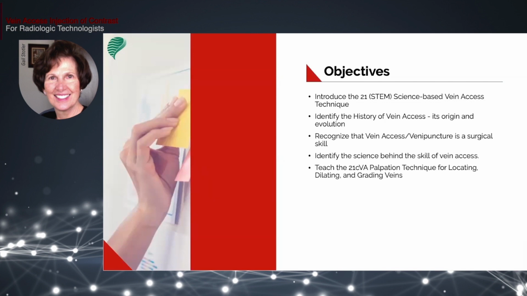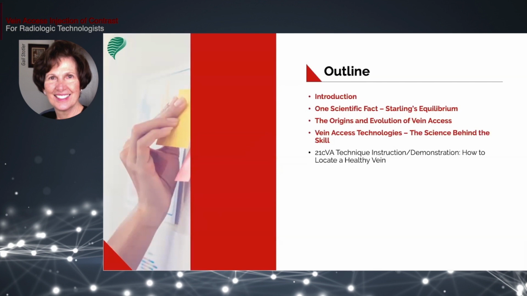So there's two parts to venipuncture: locate a vein and access the vein with the needle. Today, I'm going to be teaching you how to locate veins, healthy veins. And what we're going to do is start off with a scientific fact that I hope is going to pique your curiosity, get your attention, and have you sitting there going, I need to know more. And again, the origin and evolution of vein access, and then some of the science. And that's going to be in the first half, this first hour. Then we'll do the second half.